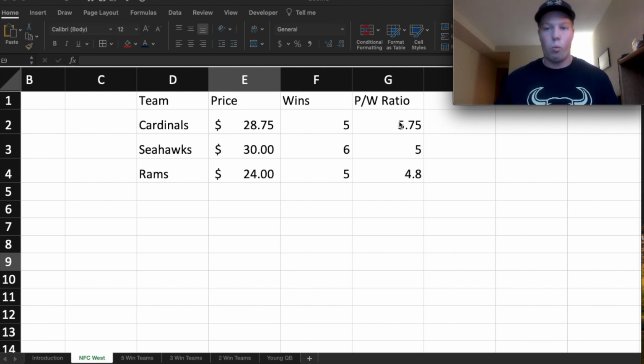So now, why might that be? Well, let's think about it. It could be because the Cardinals are overvalued. We talked about that. They're not as good as the Seahawks, so you have to pay more per win. Or alternatively, it could mean that investors are really excited about the future of the Cardinals.